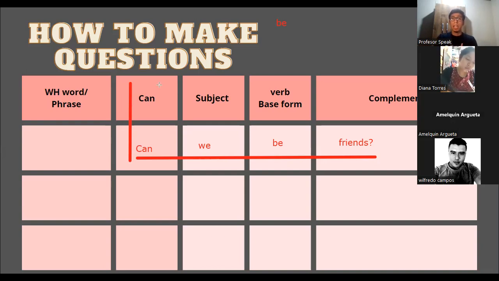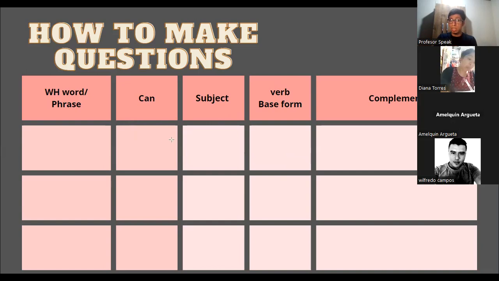Very good. Okay. So I hope you understand this, guys. We are going to make another sentence. Again, we use can. Can you be quiet? What is the meaning? Can you be quiet?